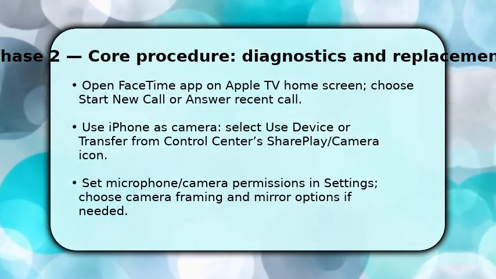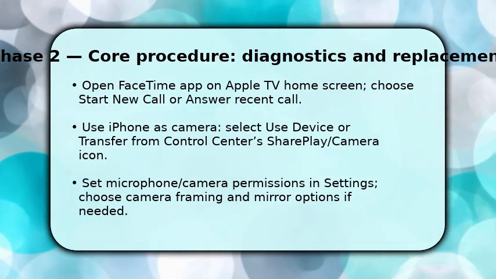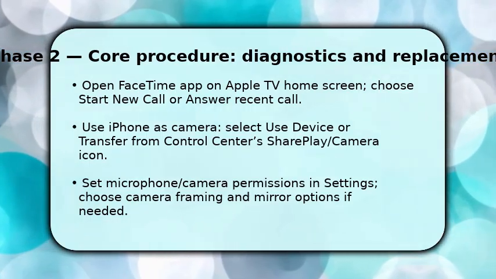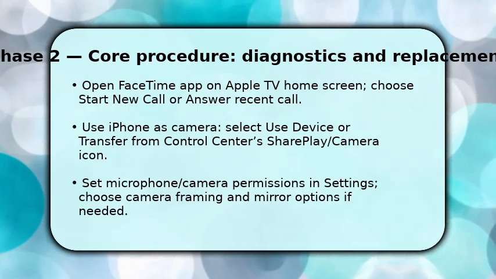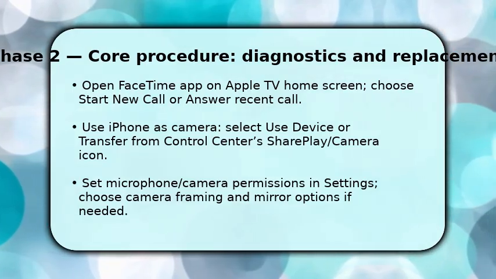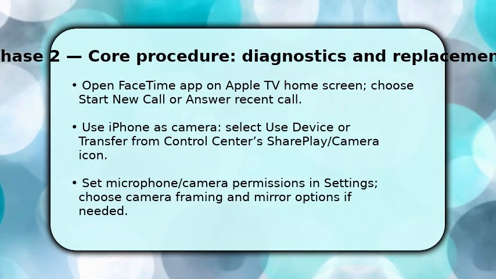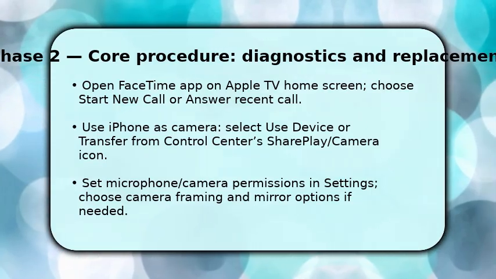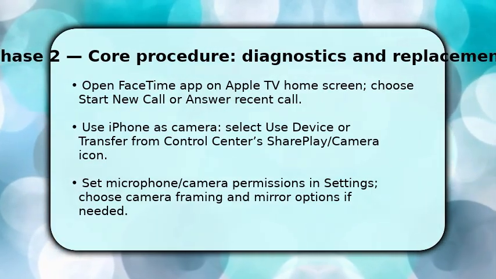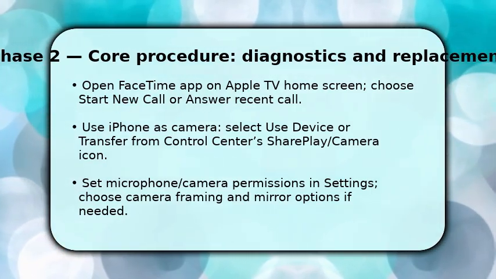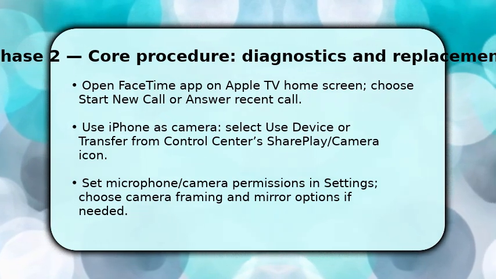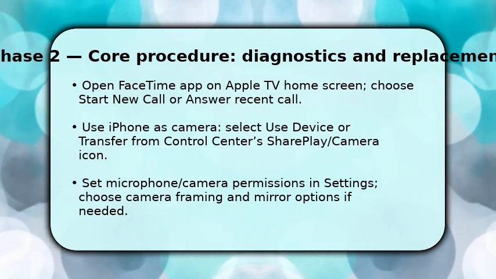On the iPhone, swipe to Control Center and choose the camera or SharePlay camera transfer to send live video to Apple TV, or accept Apple TV's prompt to use your device as the camera. Make sure Apple TV has microphone and camera permissions enabled in Settings. This avoids muted audio or black video, and adjust framing to fit your TV.